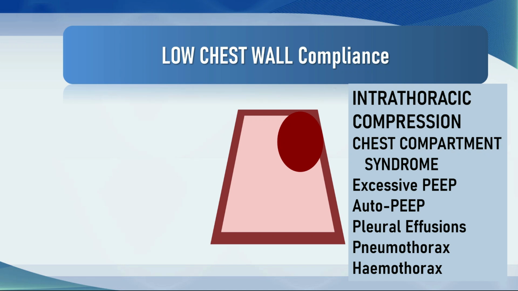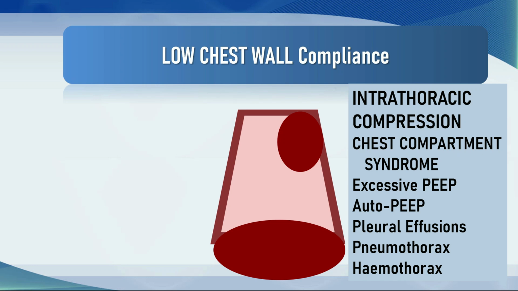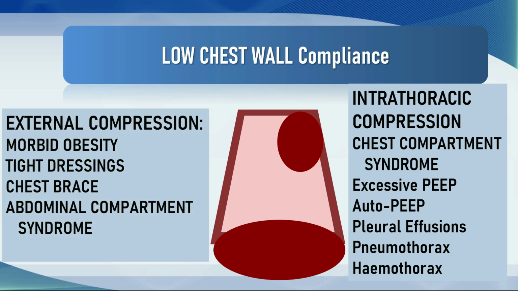Outside, between the lung parenchyma and the chest wall, fluid, blood, or air can accumulate in the pleural space and you get pleural effusions, pneumothorax, or hemothorax, and these cause lung compression. The other problem is extrathoracic compression. Remember that the chest wall involves what we consider to be the thorax and the chest cage and the abdominal surface of the diaphragm. Anything that restricts chest movement may prevent lung expansion and increase airway pressures. These include morbid obesity, poor patient positioning, chest braces, tight dressings, and a particular problem known as abdominal compartment syndrome.